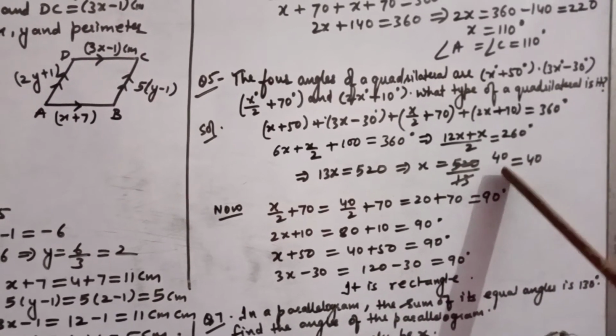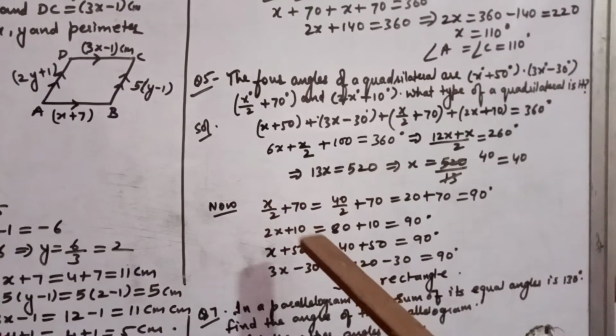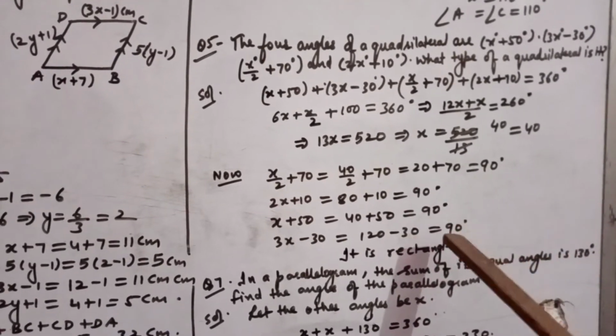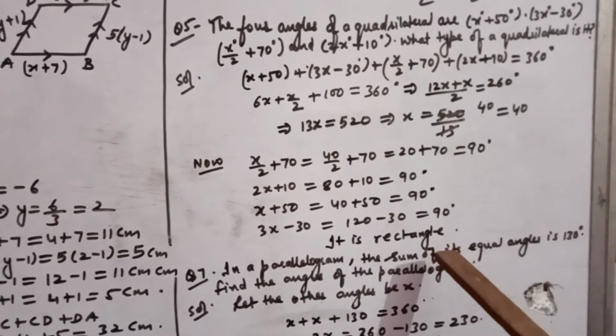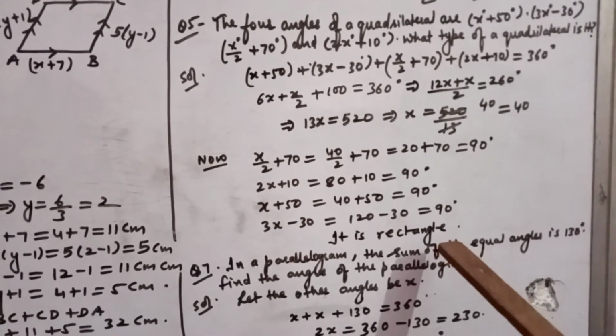Now we substitute this value of 40 in all the angles. So when we are substituting, we are getting all angles equal to 90 degrees. So it is possible only in a rectangle. So it is a rectangle quadrilateral.